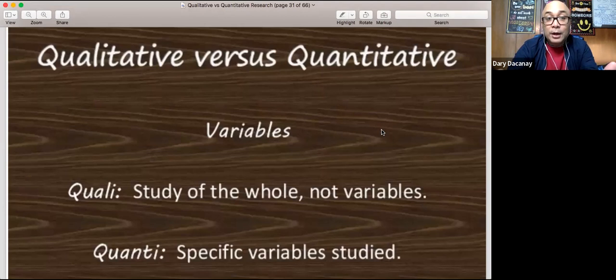So in the variables naman between qualitative and quantitative, qualitative, the study of the whole and not the variables. That's why, again, we try to focus on the concepts and not the variables. In quantitative, specific variable study.